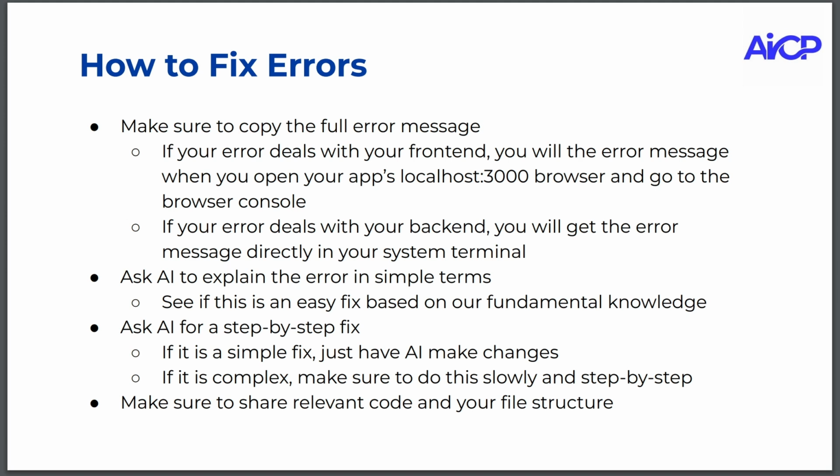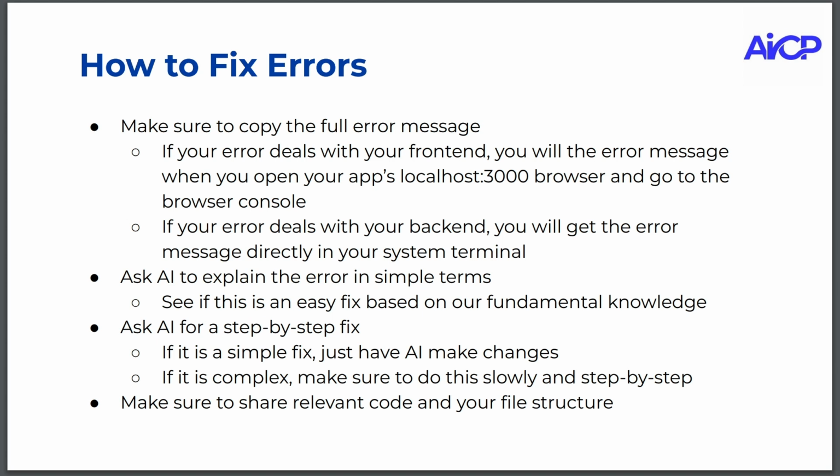Now let's go over how to fix errors that we don't fully understand. First, you want to make sure to copy the full error message. You then want to ask AI to explain it in simple terms. In our case here, if your error deals with the front end, you'll get the error message when you open up your app's localhost browser and go to the browser console. And if your error deals with the back end, you'll get the error message directly inside your system terminal, which we'll see when we're actually building out our full stack application.